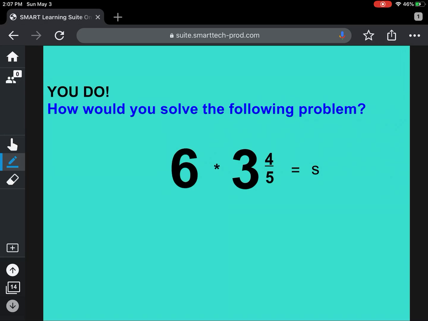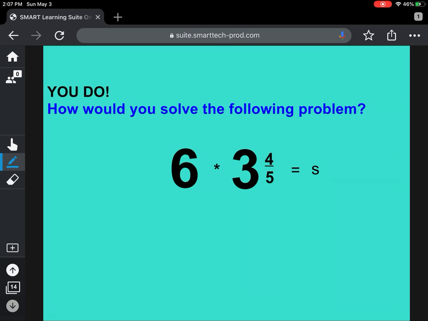Now I'm going to give you this one, 6 times 3 and 4/5. And you need to solve this one completely on your own. Think about what you multiply first, then multiply second. Make sure you have no improper fractions. Then add your two products together.